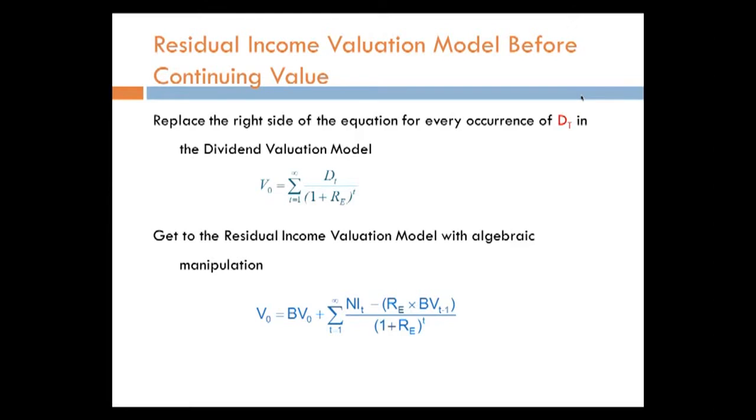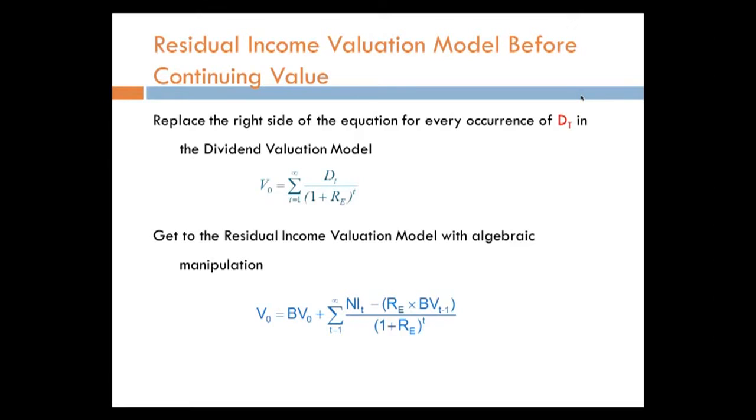And it says your value today is equal to your book value today from your balance sheet, plus the sum of your residual incomes discounted. That's what you were asking over here. It's equal to your current book value plus the sum of your residual income, so it's your accounting net income each year, minus your required return, which is your discount rate, times your book value from the previous year. That's what you needed to get, and then the discount factor, and that's for perpetuity.